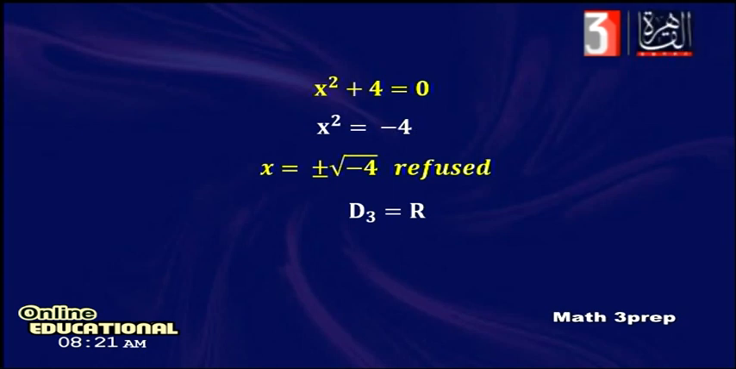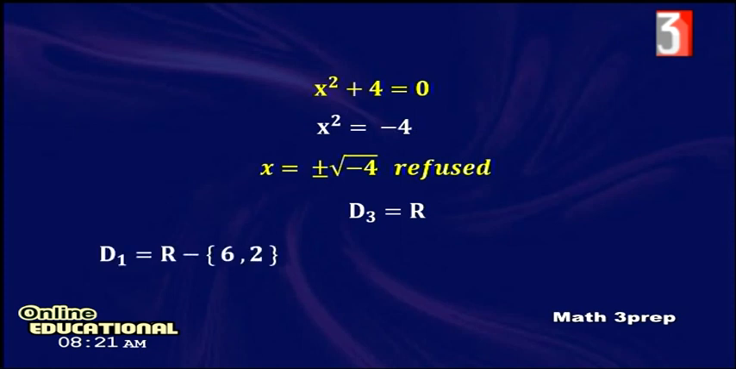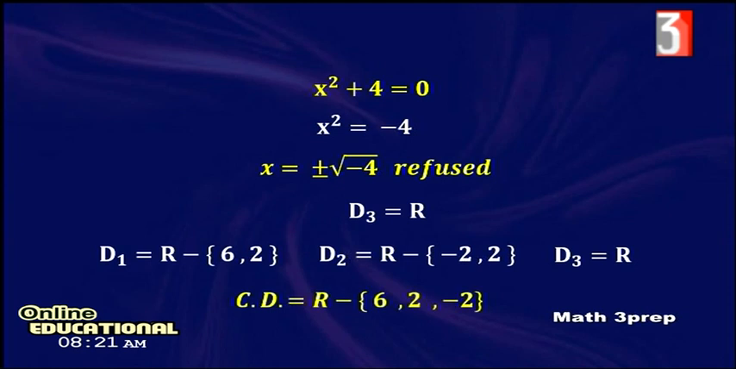So what about the common domain of the three algebraic fractional functions? The common domain will be R except the set of zeros of the denominators of all three algebraic fractional functions, of course. So it is R except {6, 2, negative 2}.